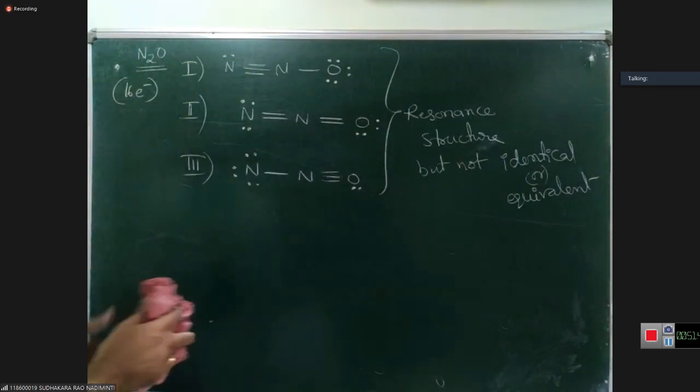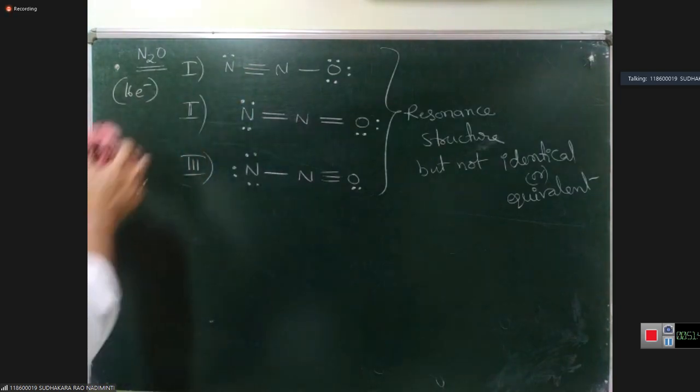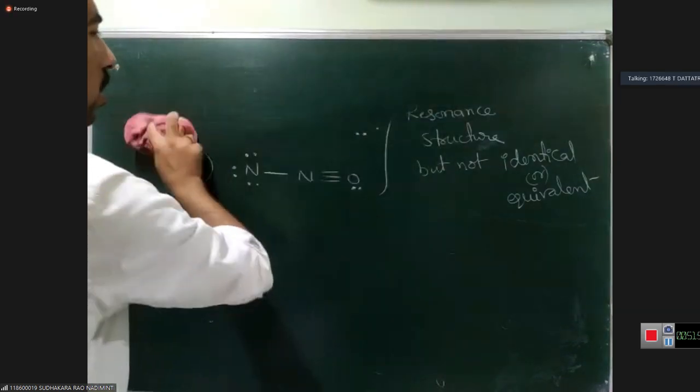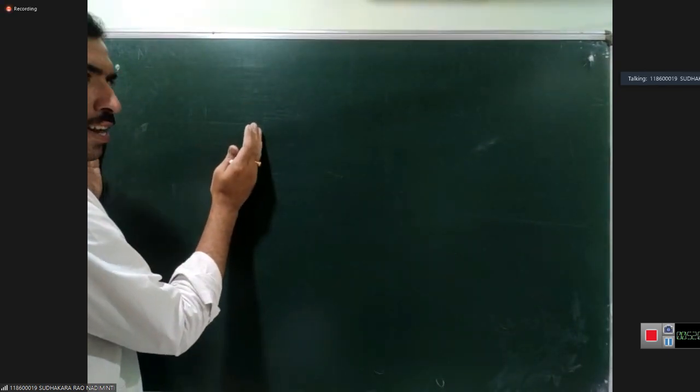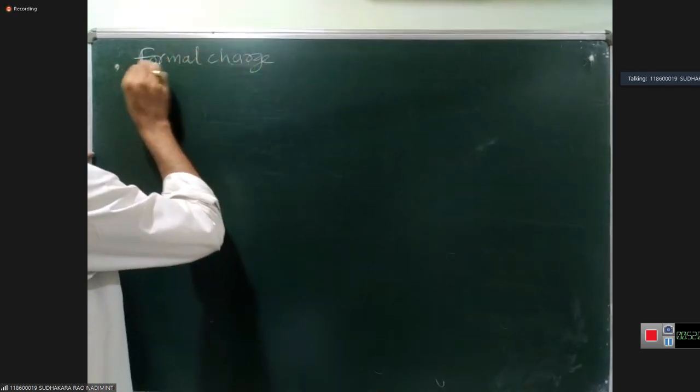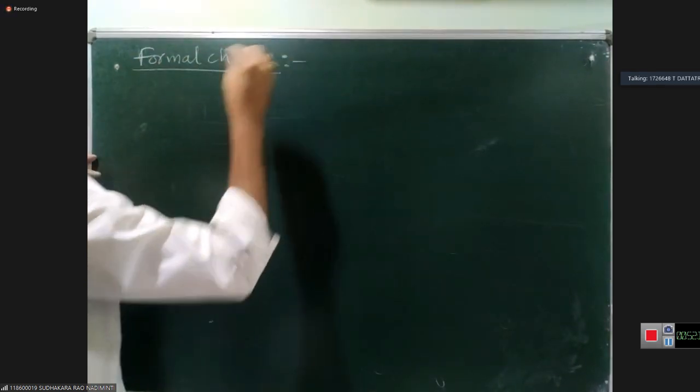Okay, so I will come back to this one again. Now, which resonance structure is more stable? Which resonance structure is more stable can be identified by using formal charge. Now put a heading: formal charge.